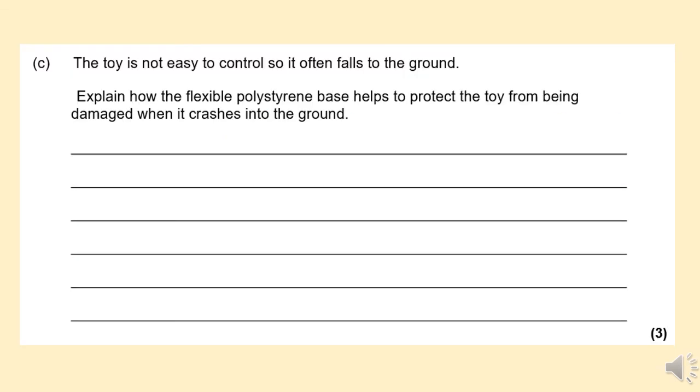And so here it is again. The third part of this question tells you the toy is not easy to control, so it often falls to the ground. Explain how the flexible polystyrene base helps to protect the toy from being damaged when it crashes into the ground. So have one more go at that sort of question. You know what you're doing, I hope, by now.